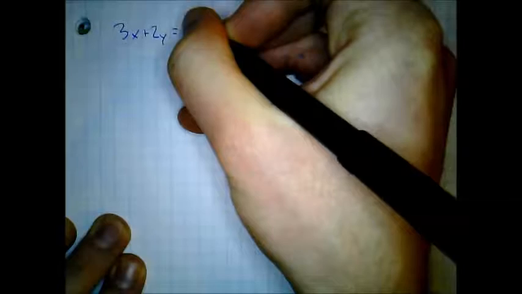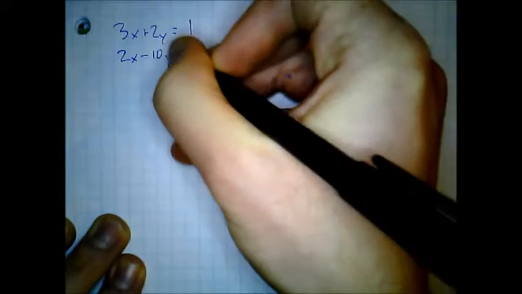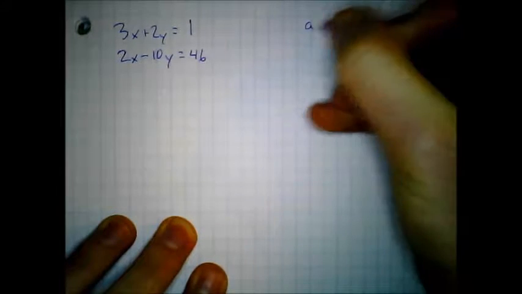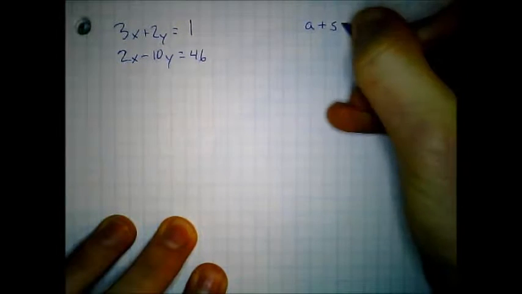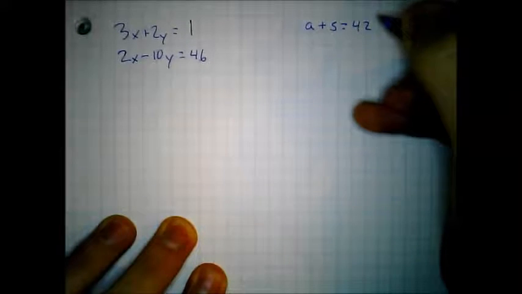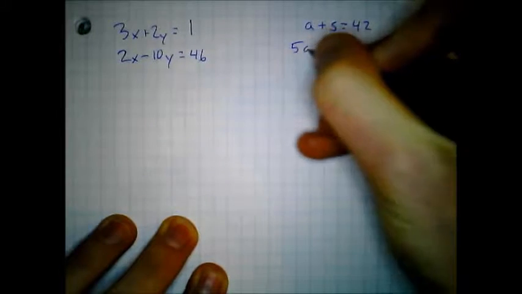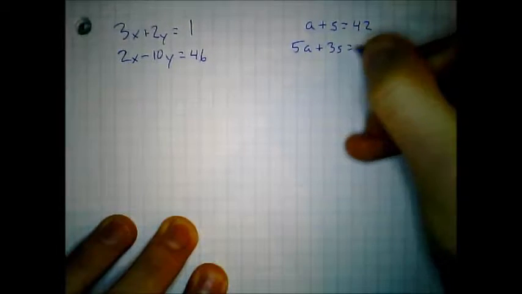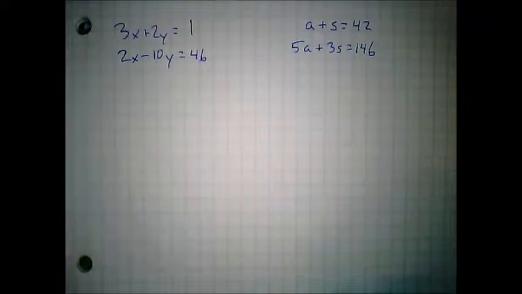So we have 3x plus 2y equals 1, and 2x minus 10y equals 46. Our next example, a plus s equals 42, and 5a plus 3s equals 146. So press pause, try these two problems, and press play when you're ready to check your work.